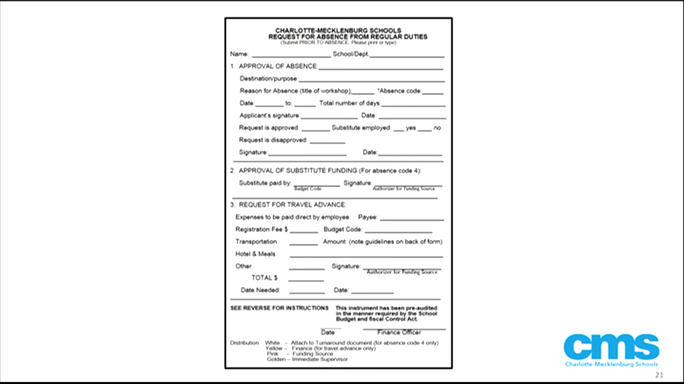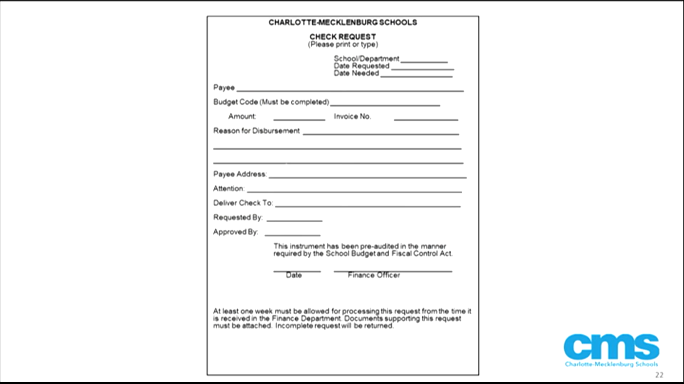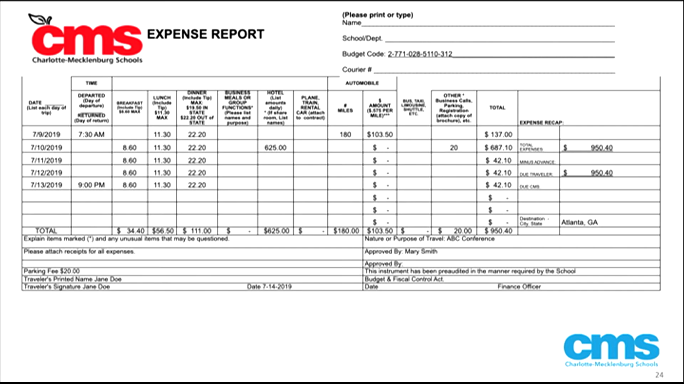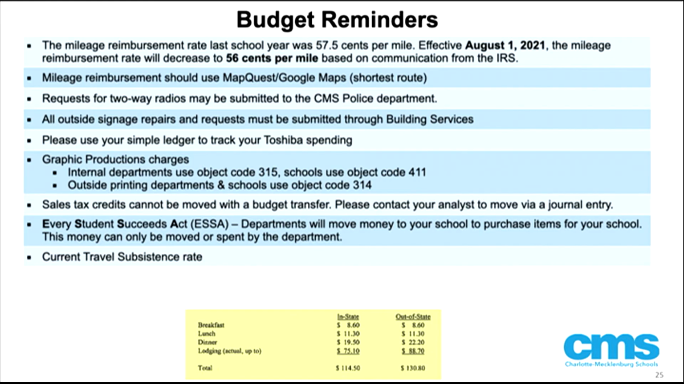Here's a copy of a request for absence form. Here's a copy of the check request. And here's a copy of the excessive subsistence form. And this is how the expense report looks that you'll be completing. If you travel, you need to make sure you complete this. This is just a sample, and we're just giving you some reminders.